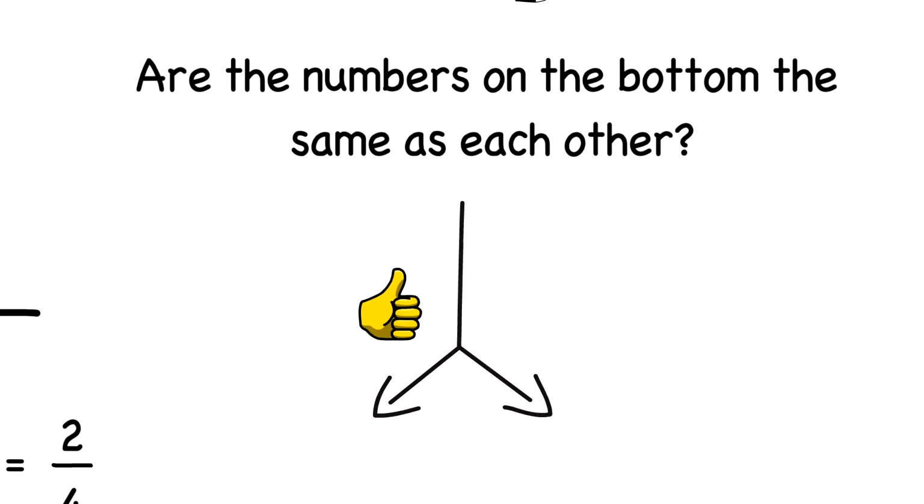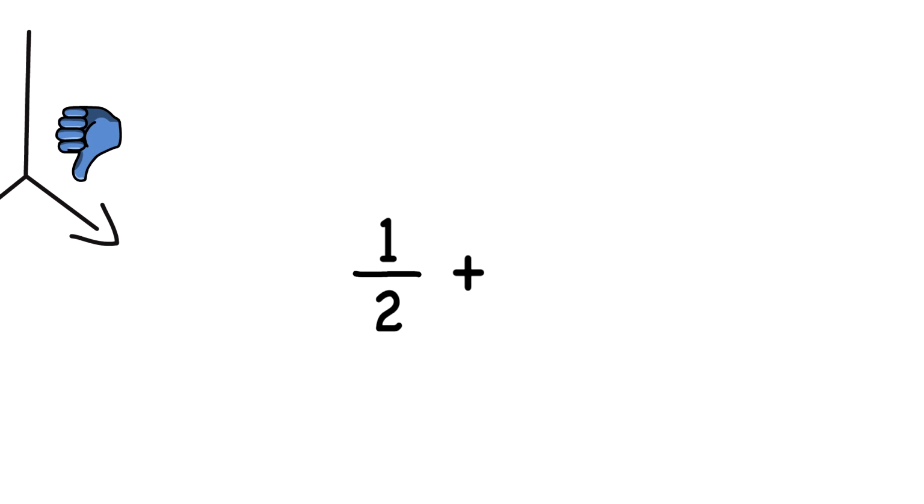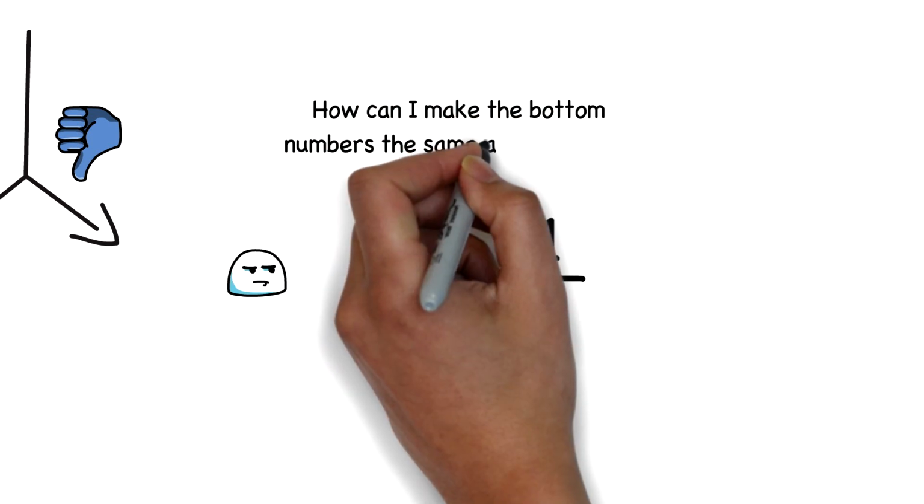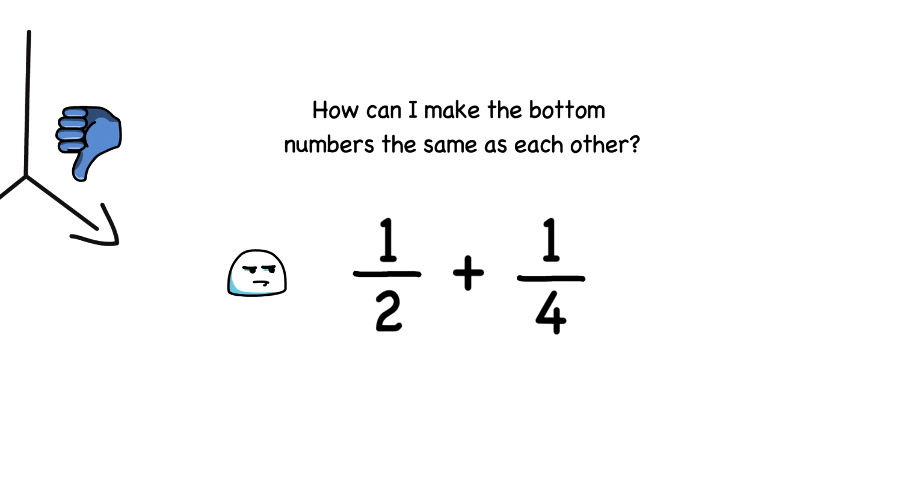Things do get a little bit trickier if the numbers on the bottom are not the same. Imagine if we had 1 over 2 add 1 over 4. We can't just add those top 2 numbers together yet because the numbers on the bottom are not the same. Instead, we first have to make those bottom numbers the same as each other.